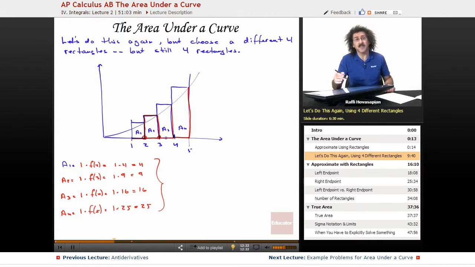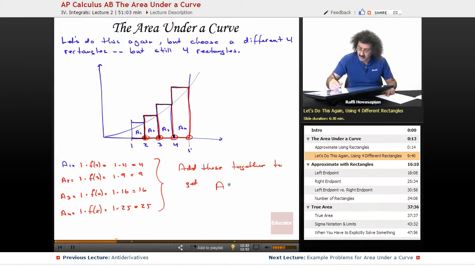So notice this time I've taken right endpoints. For each rectangle, from the right endpoint, I went up to the graph, and from there I drew my rectangle to the next x value. Now I add these together to get an area using right endpoints, 4 rectangles, I end up with 54. That's it.